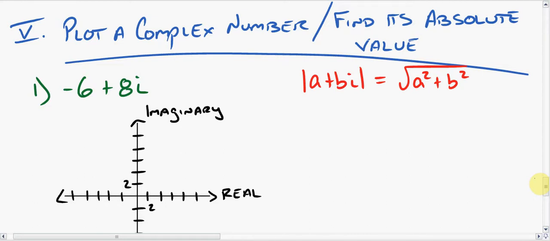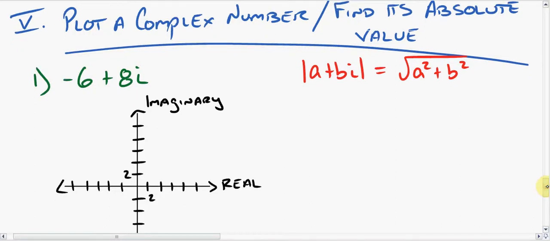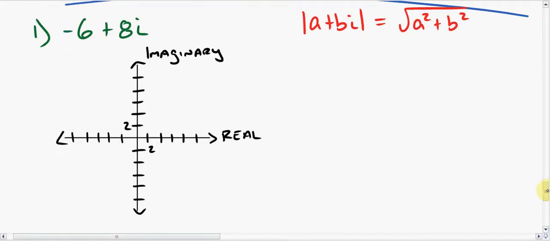This is section 4.6, part 5. We're going to look at two things. We're going to look at plotting a complex number in the coordinate plane, and then we're going to find the absolute value of a complex number. So, let's come down to the first problem that we have, and it's -6 plus 8i.